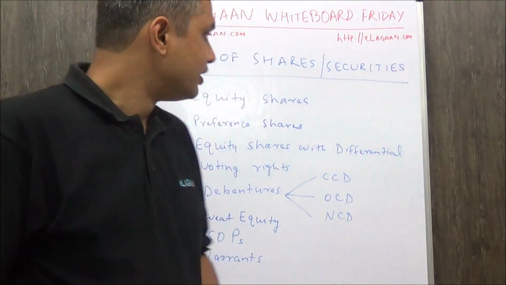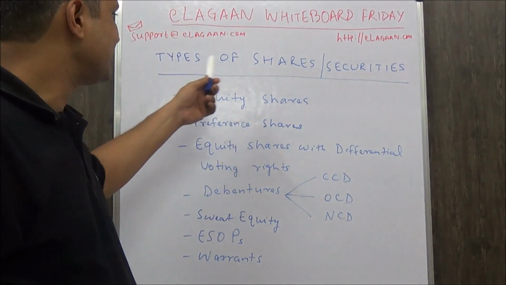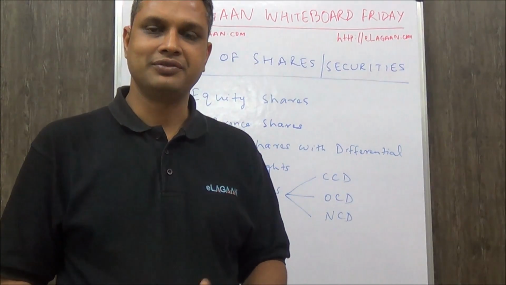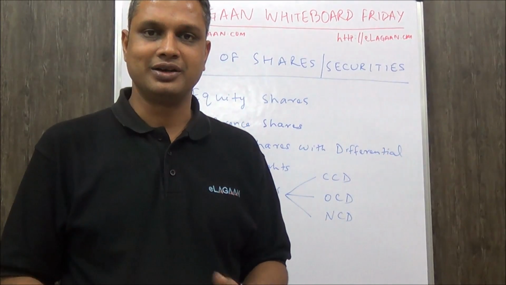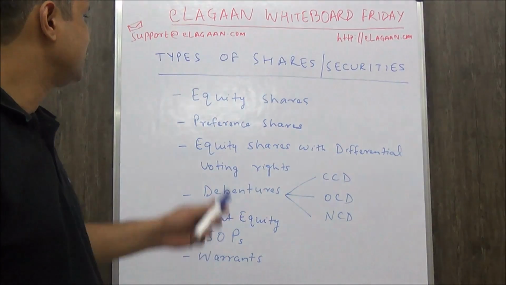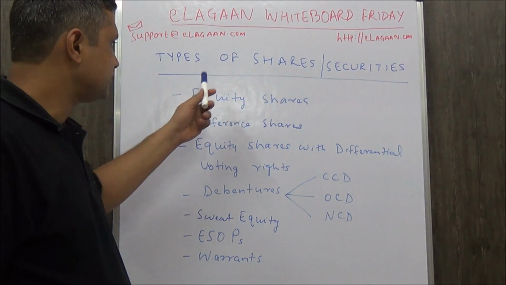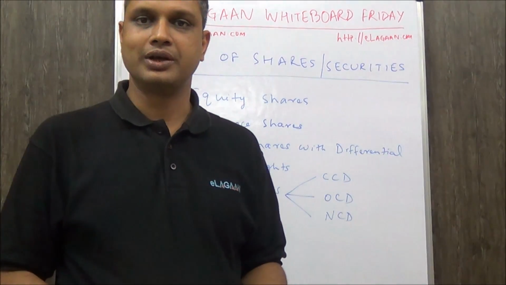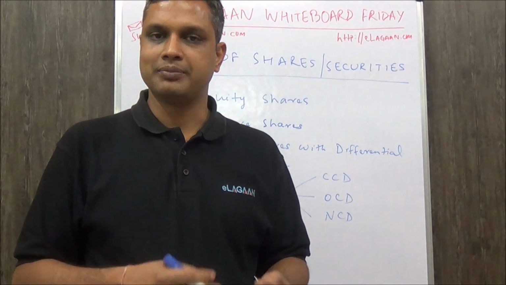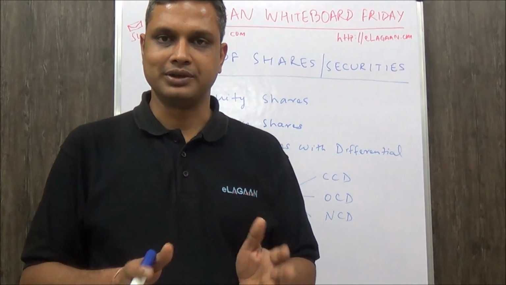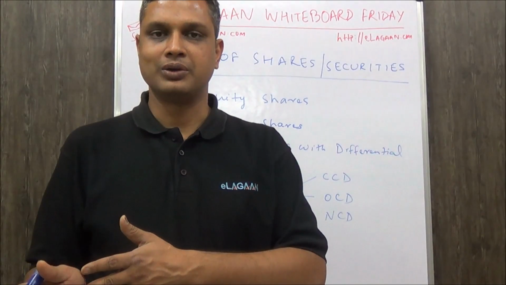Today we will look at various types of shares or securities that can be issued by the company for various purposes like investments or taking loans and related stuff. Shares is also the ownership of the company. So when you own a share of a company, you own a particular percentage of the company. So shares is actually the ownership document.